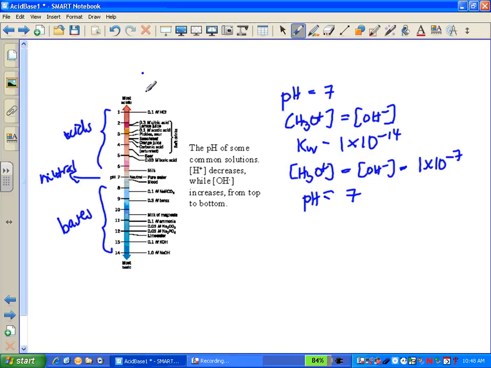This Kw being temperature dependent at 25 degrees Celsius aligns with the pH being 7 at 25 degrees Celsius. So technically speaking, as the temperature changes, the Kw will change, and therefore the pH of neutral might slightly modify. Okay? It's a very, very small difference. So generally speaking, this pH scale is fine to use.